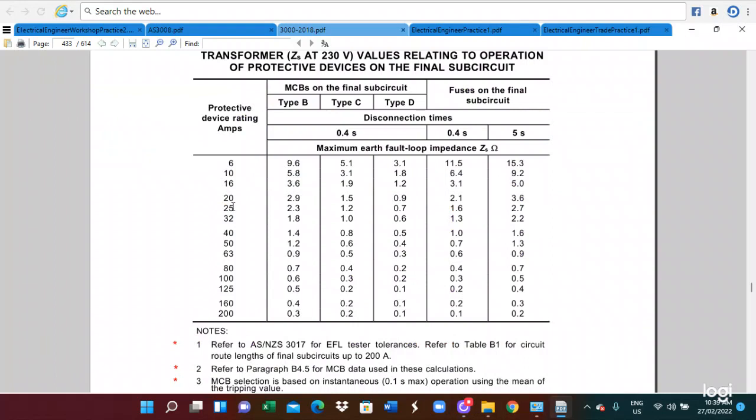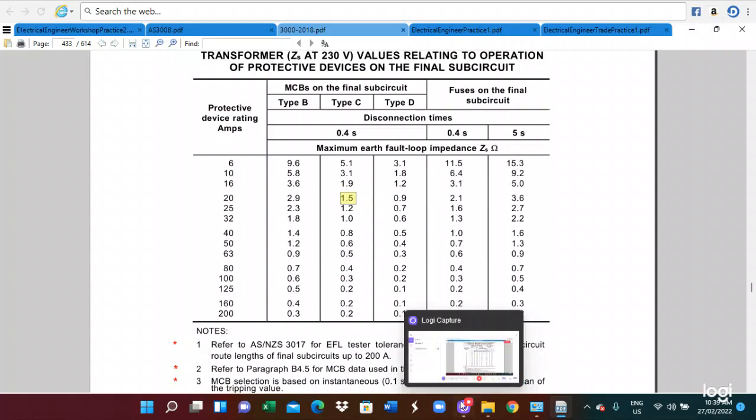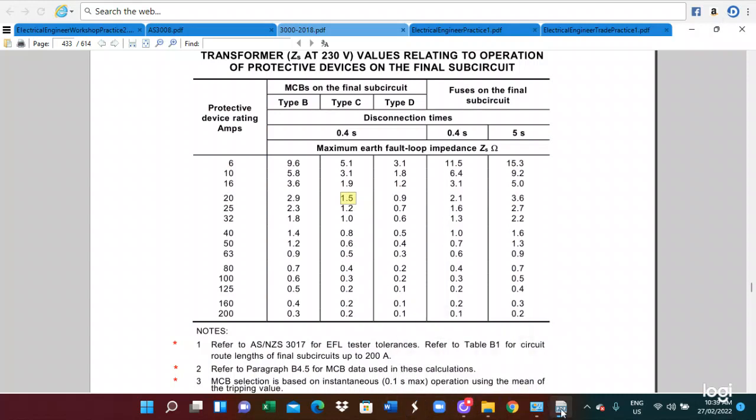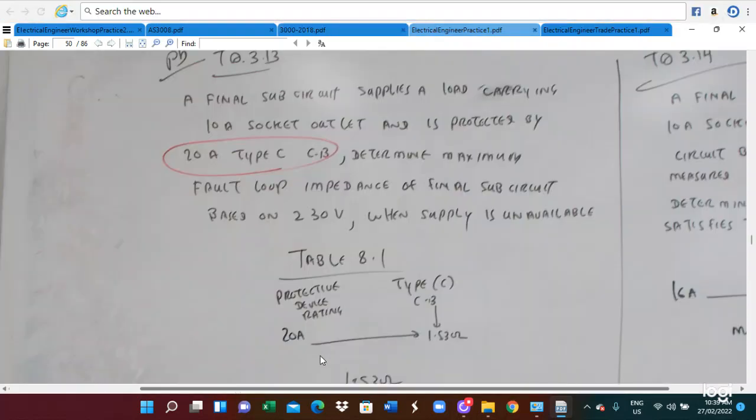And this Type C circuit breaker is 20 ampere rating. So for a 20 ampere Type C circuit breaker, the fault loop impedance is 1.5 ohm. So this is the fault loop impedance, and we can calculate with 1.5 ohm.